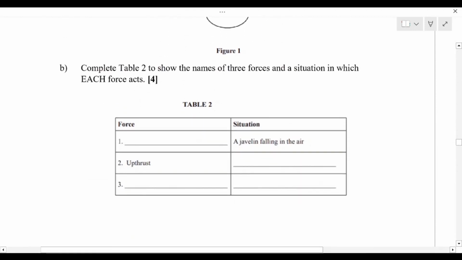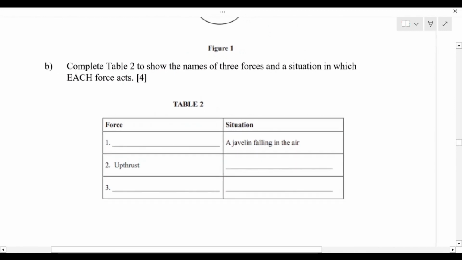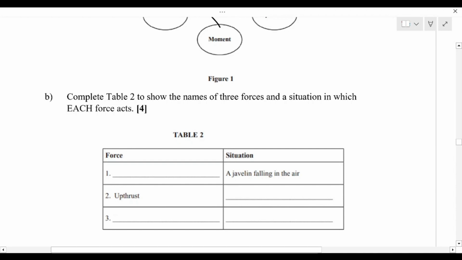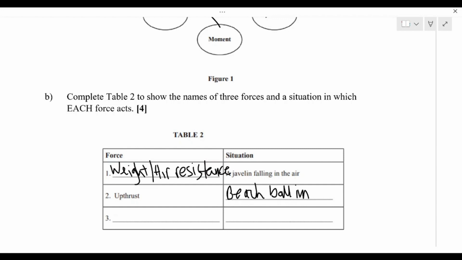Next, complete Table 2 to show the names of 3 forces and a situation in which each force acts. Here we have a javelin falling in the air. Firstly, it has gravitational force, weight, acting on it, as well as air resistance, so either works. For upthrust, you can think of submerging an object in water or in any other liquid at that. So I'll put a beach ball immersed in water. And we're allowed to choose our own force and situation for the third. There are many options to choose from. I'll use friction.